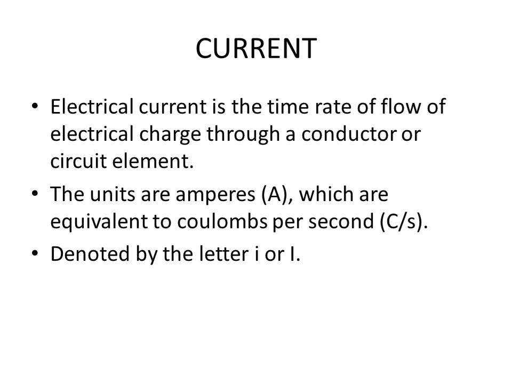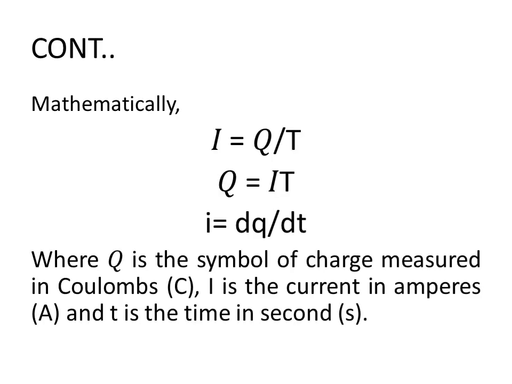Depending upon that formula, there is one more unit we have, which is coulomb per second, with current denoted by the letter small i or capital I. So this is the formula: I is equal to Q by T, and Q is equal to I into T, and also small i is equal to the small change in charge divided by the small change in time, dq by dt. That is why the unit we have is coulomb per second.